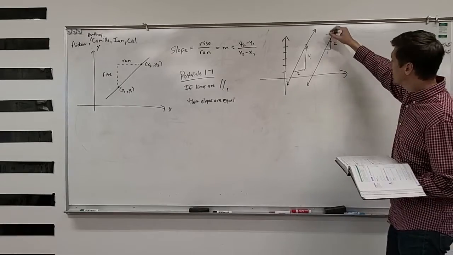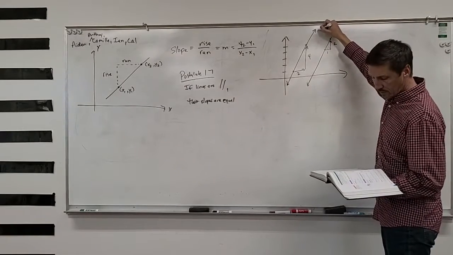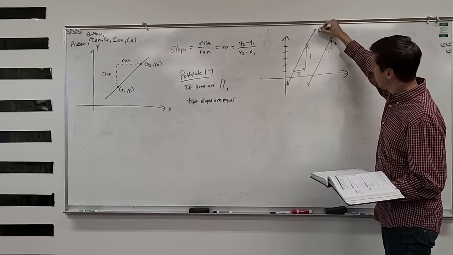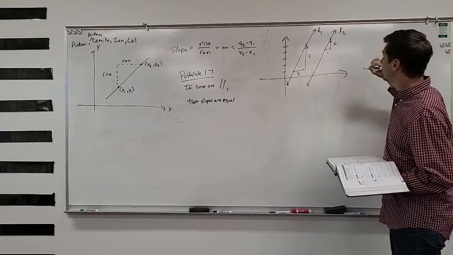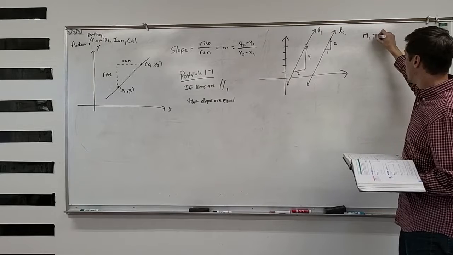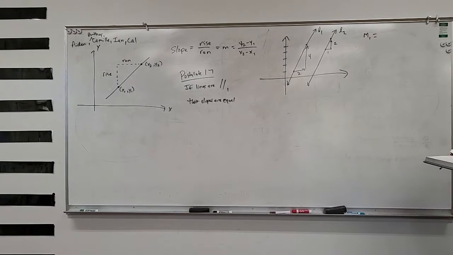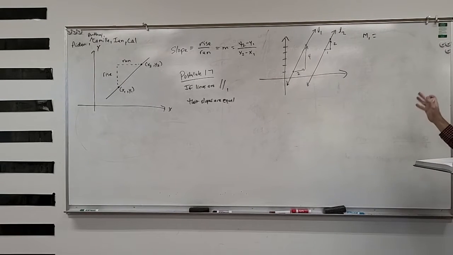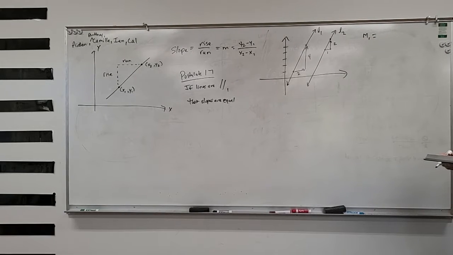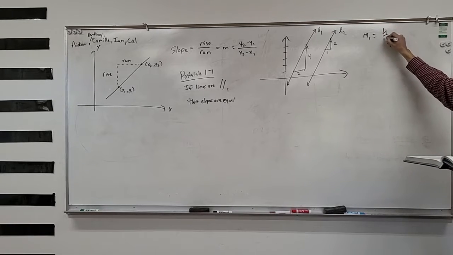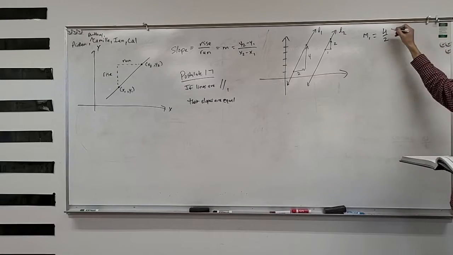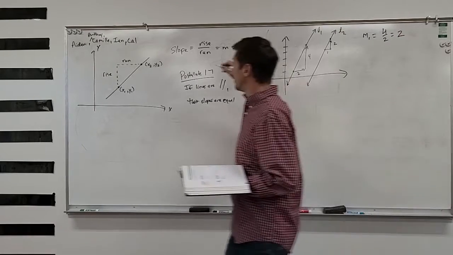So if we just label this as L1, and we label this as L2, then the slope of line 1 is going to be the rise over the run. So what's the rise of line 1? 4. Gabe? 4. What's the run of line 1, Gabe? 2. All right. Gabe says it's 4/2. Does everybody agree with that? All right. So that gives us an overall slope of 2.